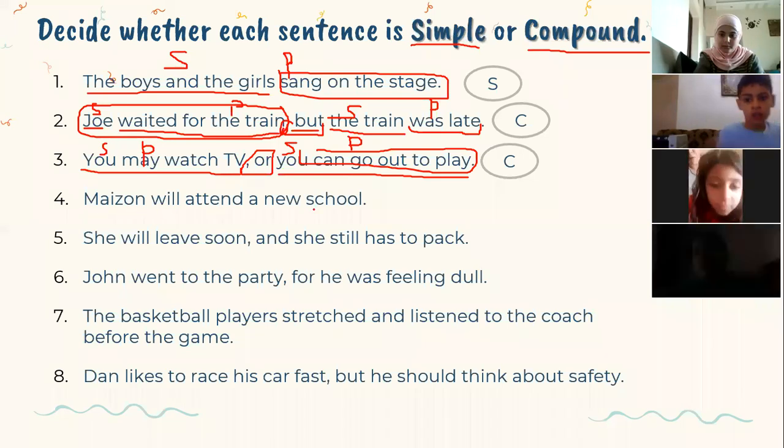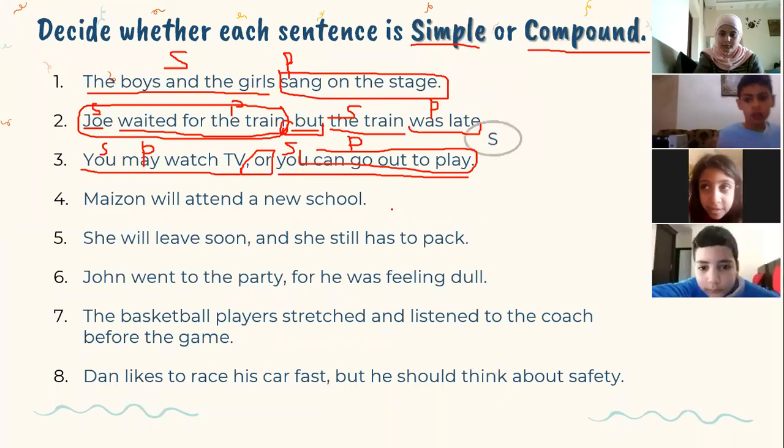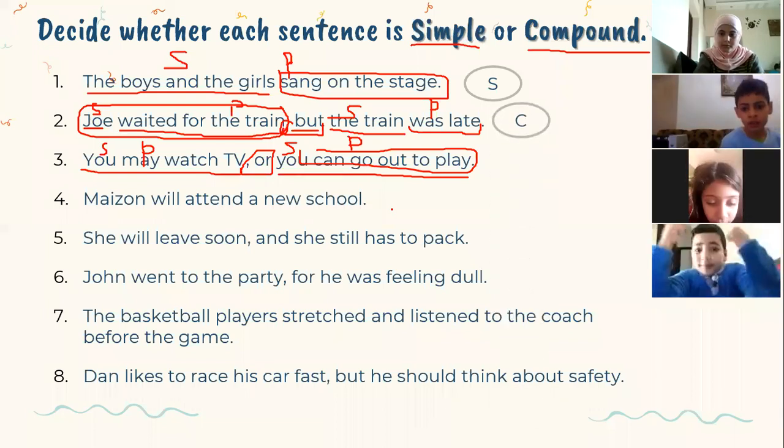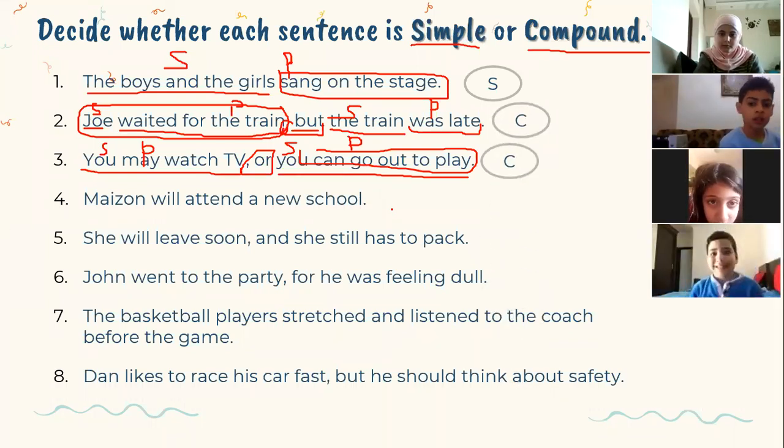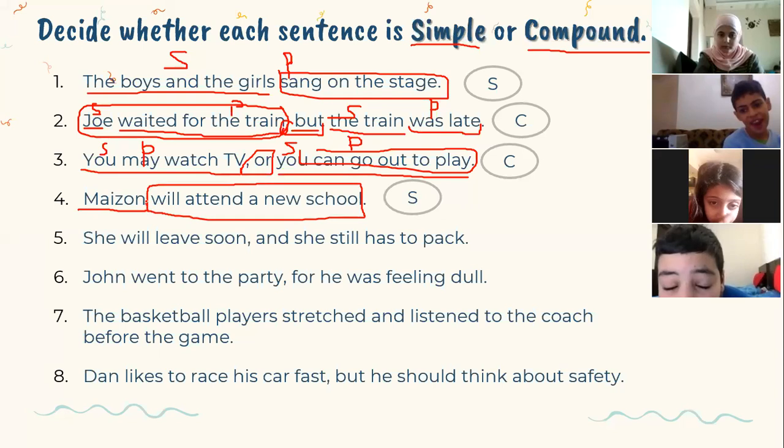Number 4. Mason will attend a new school. Is it a simple or compound sentence? Simple. Okay, Talia, how many subjects do I have here? One, which is Mason. How many predicates? Also one: will attend a new school. So I have one subject, one predicate, one idea, then it makes a simple sentence. Excellent, Talia. Thank you.